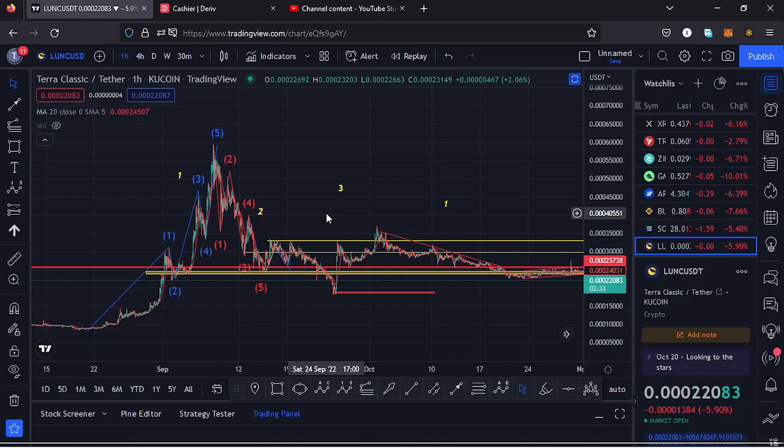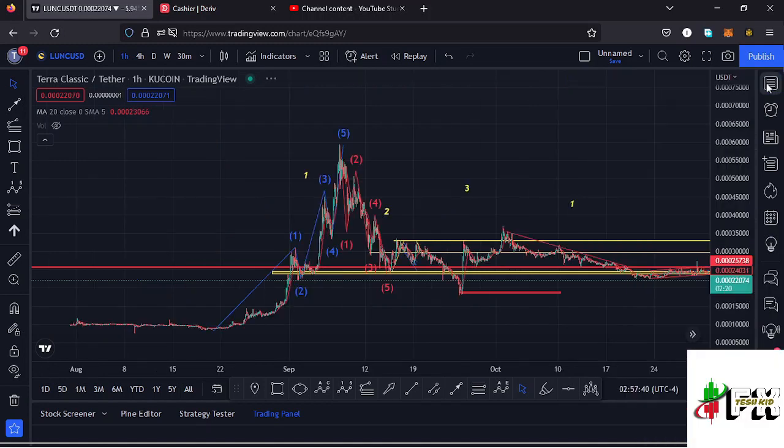Update on LUNAC, whose current price stands at the $0.002207 mark, and here on TradingView the market is down by 5.94%. And in this video I want to give you the key scenarios that I expect to play out, basing my analysis on the Elliott wave structures, the Fibonaccis, the key areas of support and resistance, and also drawing out any key chart pattern that you have information on this chart if there is any.